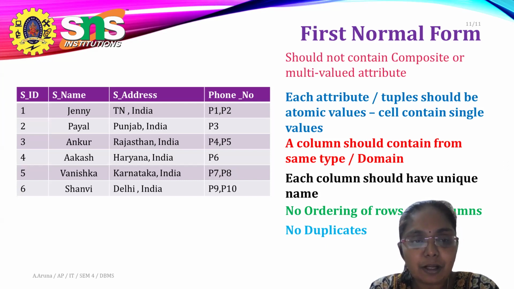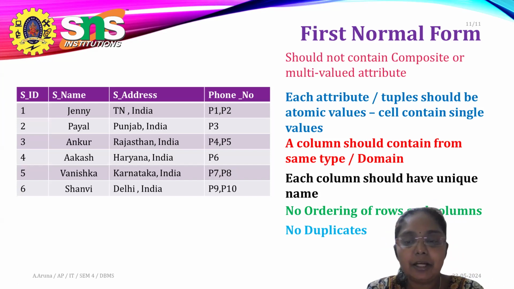The next thing is that each column must have a unique name. Here, I can't give another column the name phone number. Instead of that, I have to give phone number 1 and phone number 2. Your attributes must be unique. And also there should not be any ordering, because normally in our database or table, whichever is entered first will be stored in the first position. So rows and columns should not have ordering, and a first normal form table should not contain any duplicate values. These are the various rules to follow while converting our ER diagram into a normal form.